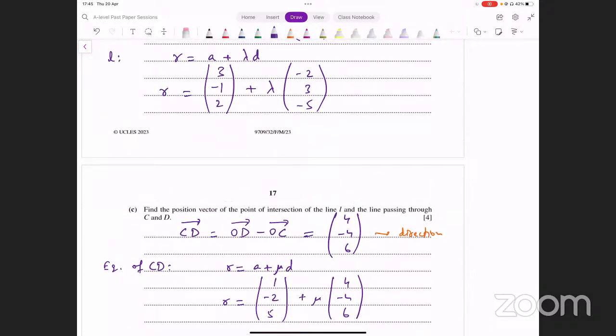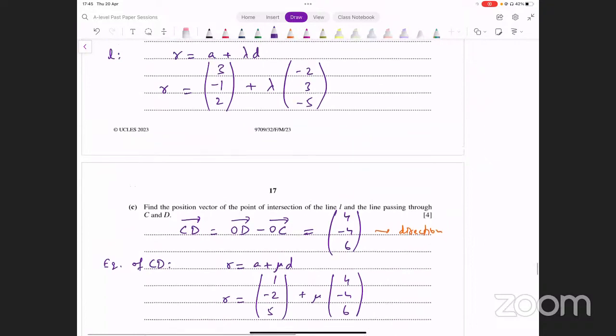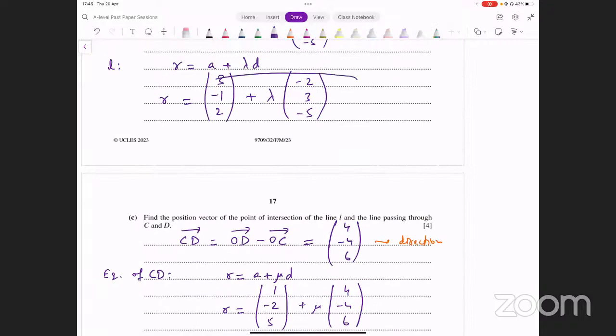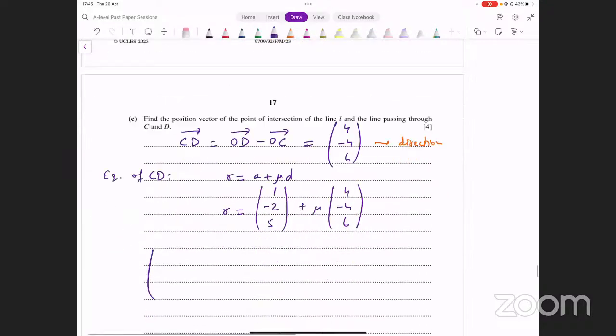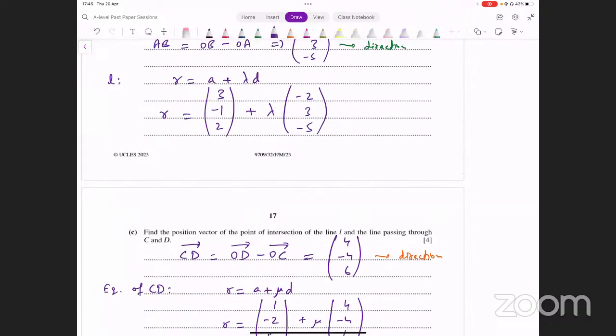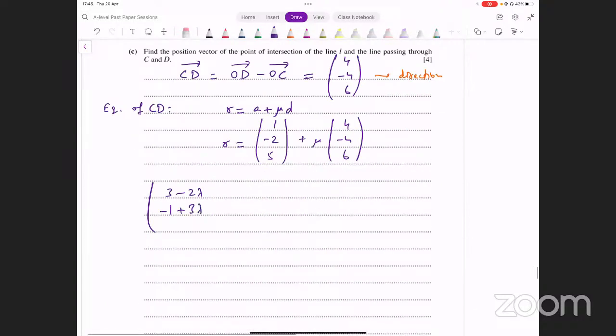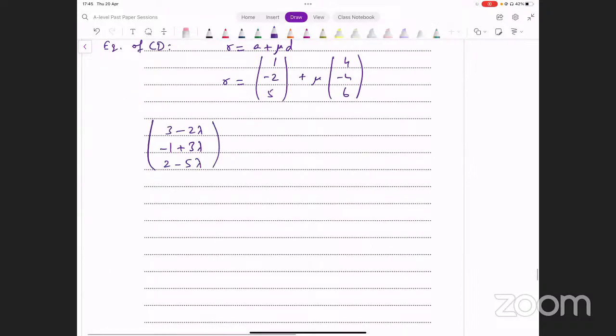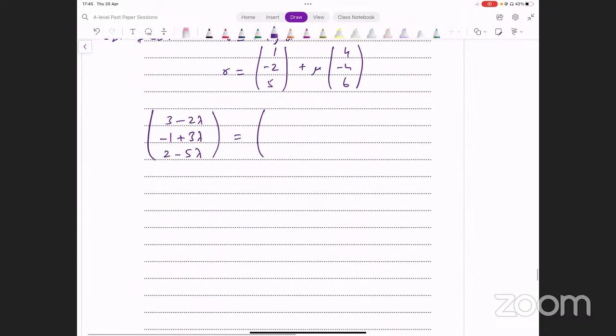आपके पास लाइन एल की इक्वेशन है और लाइन सी डी की इक्वेशन है। इन दोनों को इक्वेट कर दें, उससे आपको पॉइंट ऑफ इंटरसेक्शन मिल जाएगा। लेट्स इक्वेट दोस टू। लाइन एल की इक्वेशन लिख लेते हैं। मैं इसको सिंप्लीफाइड फॉर्म में लिख रहा हूँ, 3 - 2 लैम्डा, राइट? आई एम सिंप्लीफाइंग दिस थिंग। 3 - 2 lambda, -1 plus 3 lambda and 2 - 5 lambda. This equals the equation of CD, which is 1 plus 4 mu, -2 minus 4 mu and 5 plus 6 times mu. We have two equations.